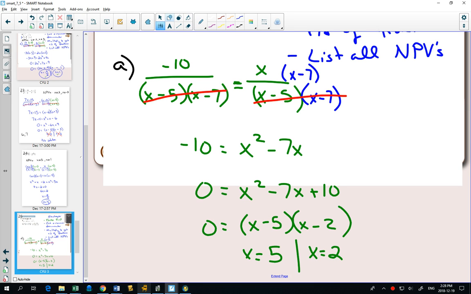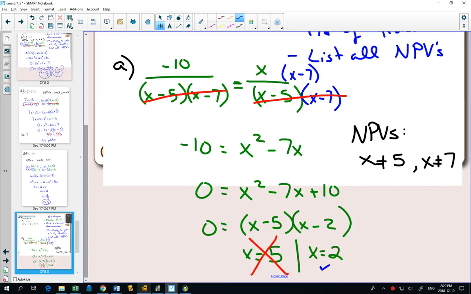What is something that we always did at the end of solving these? NPV. Checked if one of those were NPVs. Well, we haven't even listed our NPVs, so we should do that. What are our non-permissible values? X can't equal 5. X can't equal 7. So when looking, did we get any of our non-permissible values? Yes, this one is bad. This one is good. So our only answer will be x equals 2.